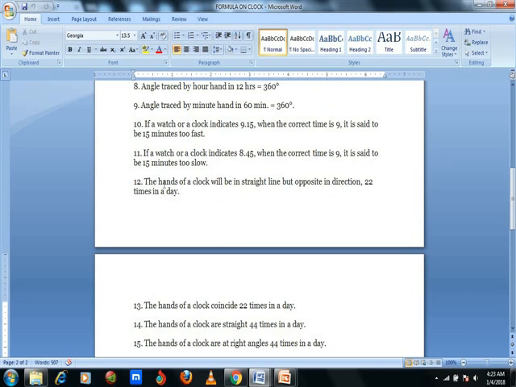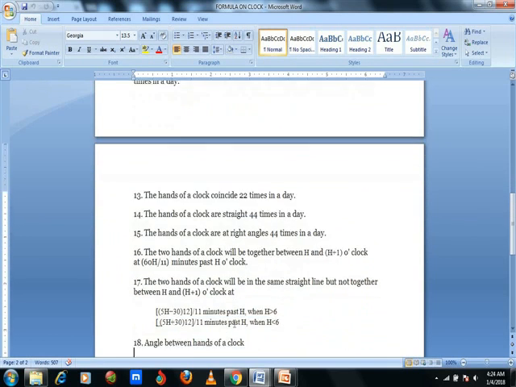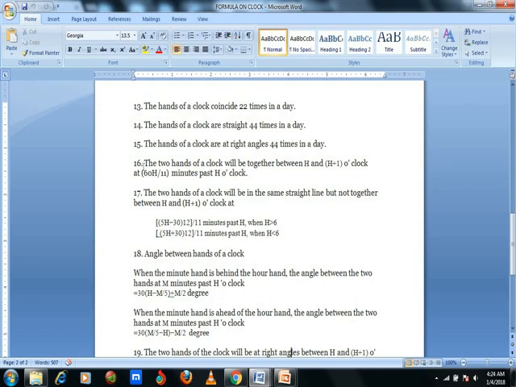Next one, the hands of a clock will be in a straight line but opposite in direction 22 times in a day. Another one, the hands of a clock coincide 22 times in a day. The hands of a clock are in a straight line 44 times in a day, which represents 22 plus 22. Next, the hands of a clock are at right angles 44 times in a day.